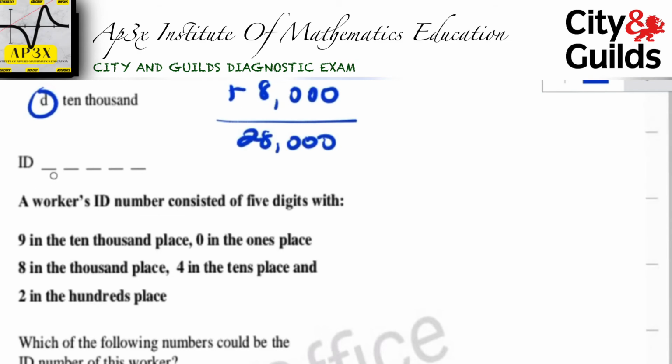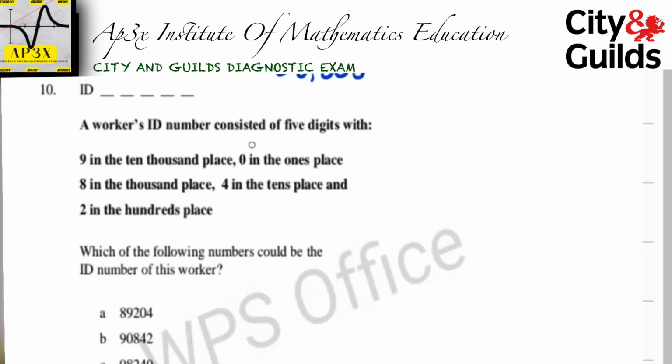All right, now moving on to question 10. A worker's ID number consisted of 5 digits with 9 in the 10,000s place. Oh, okay, this one is tricky. 9 in the 10,000s place, 0 in the ones place, 8 in the thousands place, 4 in the tens place, and 2 in the hundreds place. So this now requires you to actually know the table that I was referring to moments ago. Let us see if we can draw up this table here.